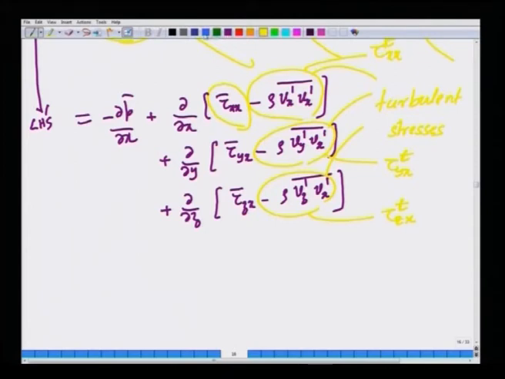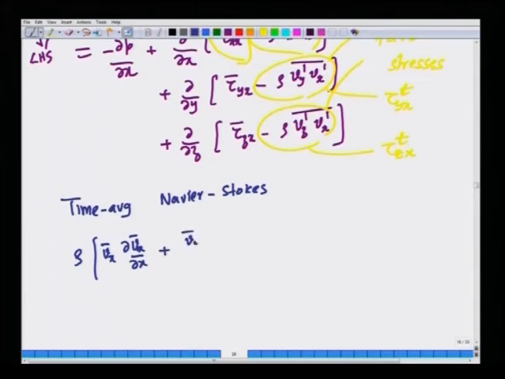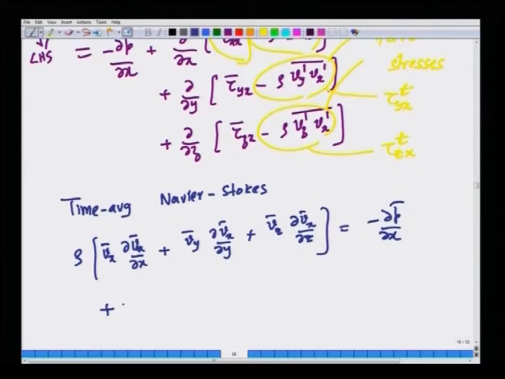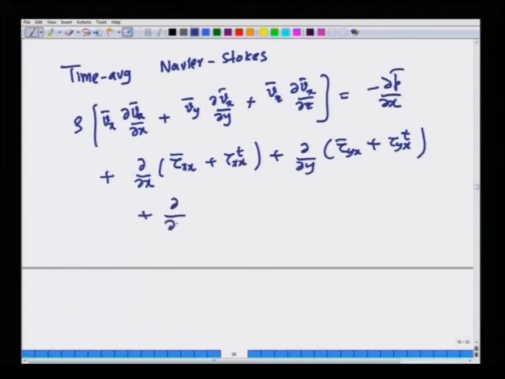Okay. So, we can rewrite the time averaged Navier-Stokes equation as rho, partial by partial x. This is the convective side on the left side of the Navier-Stokes equation, is minus partial p partial x, and I am continuing here, plus partial by partial x of tau x x bar plus tau x x turbulent, plus partial by partial y of tau y x bar plus tau y x turbulent, plus partial by partial z of tau z x bar plus tau z x turbulent. Okay. So, this is the time average Navier-Stokes equation.